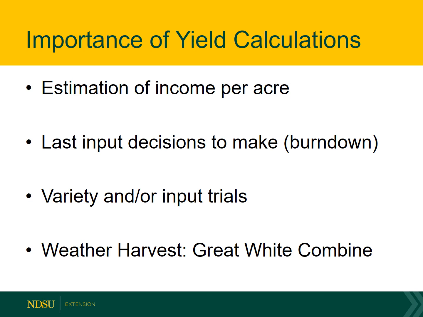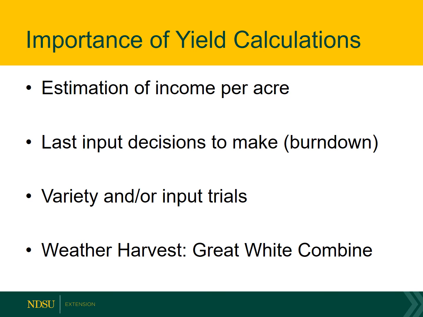And doing that, we can also go to our second point here, which is last input decisions to make, like a crop burn down. Sometimes the crop might not be worth it to burn down, and you can just let the frost or natural conditions let it go, and maybe not spend any more on that crop this year.